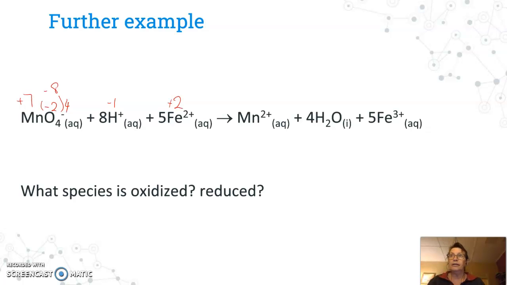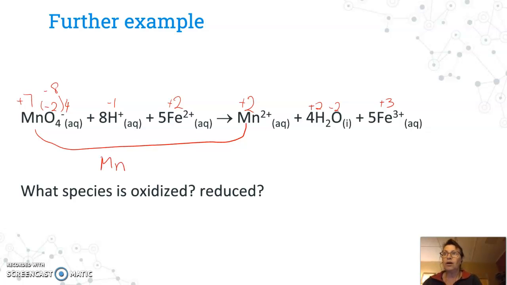Let's have a look at the right-hand side. For my manganese, again, the overall charge of my ion is +2, so over here, my manganese is going to have an oxidation number of +2. Looking at the water, -2 for my oxygen and +1 for each of my hydrogens. And looking at my iron ions on the right-hand side, I've got an overall charge of +3, so that means my iron oxidation number is going to have to be +3. Let's have a look at the manganese. Has it actually changed? Manganese has gone from +7 down to +2. It's a reduction in oxidation number, so this material has been reduced.